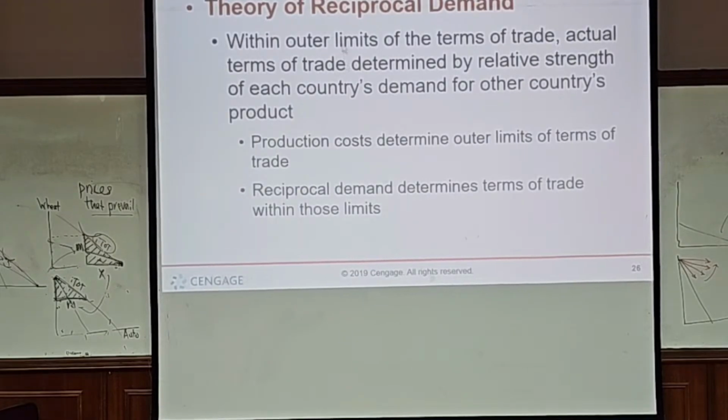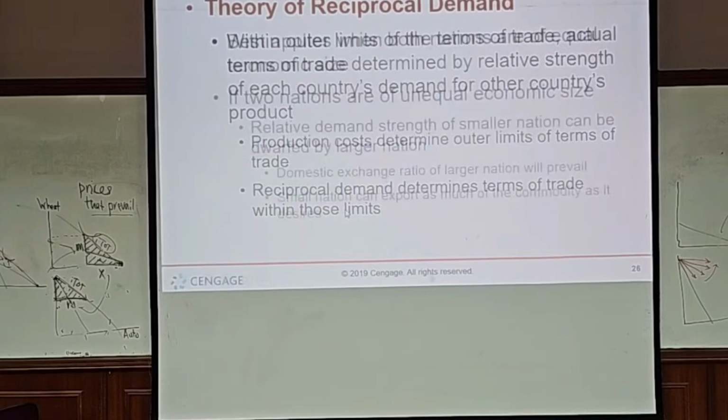It best applies when both nations are unequal in economic size. Reciprocal demand determines terms of trade within those limits. The smaller nation can be dwarfed by a large nation.